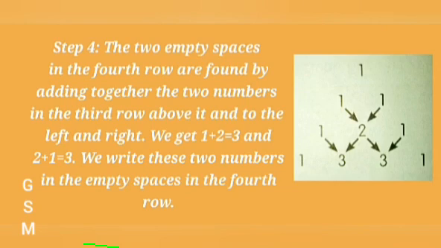Step 4. The 2 empty spaces in the fourth row are found by adding together the 2 numbers in the third row above it and to the left and right. We get 1 plus 2 is equal to 3 and 2 plus 1 is equal to 3. We write these 2 numbers in the empty spaces in the fourth row.